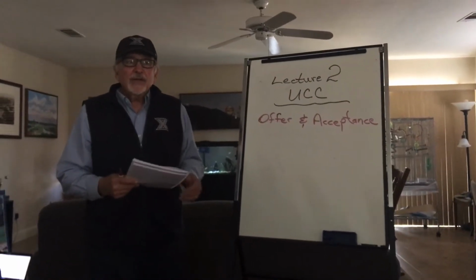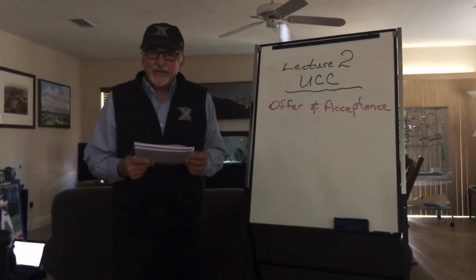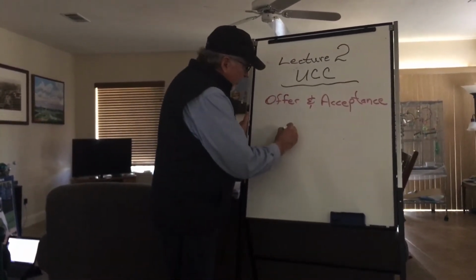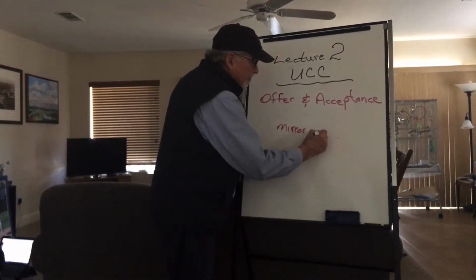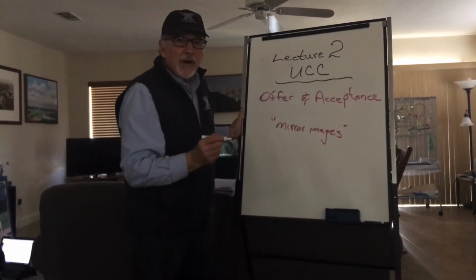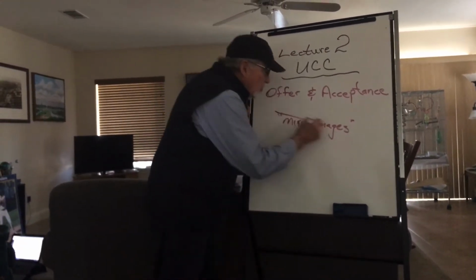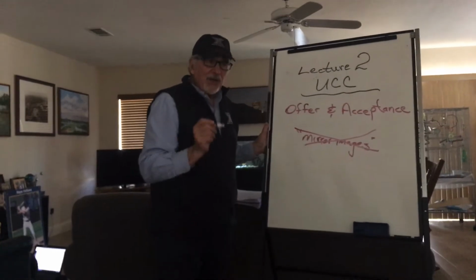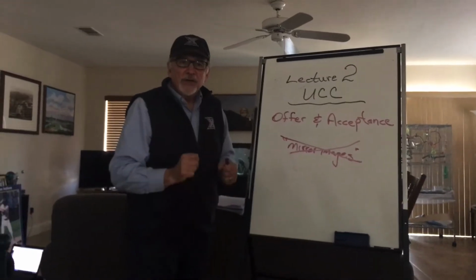Today, in this lecture, we're going to talk about the Uniform Commercial Code and offer and acceptance. If you remember, under common law contracts, the offer and the acceptance must be mirror images of one another. That's the mirror image rule in common law contracts. In the Uniform Commercial Code, in the UCC, you do not need to have a mirror image of offer and acceptance. You have to understand that there is no mirror image rule under the UCC.